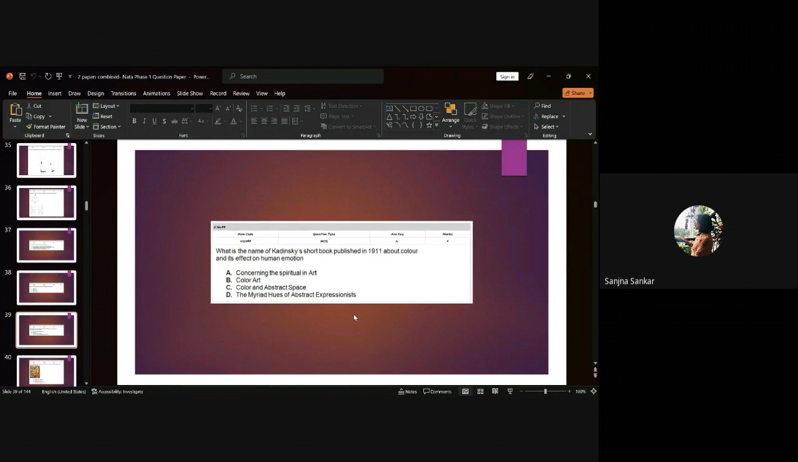The next question: what is the name of Kandinsky's short book, published in 1911, about color and its effect on human emotion? Option A, Concerning the Spiritual in Art. Option B, Color Art. Option C, Color and Abstract Space. Option D, The Myriad Hues of Abstract Expressionists. Kandinsky is Vasily Kandinsky, a Russian painter. He had a short book published in 1911. The answer is option A, Concerning the Spiritual in Art.